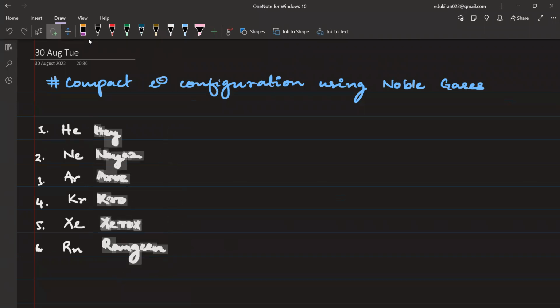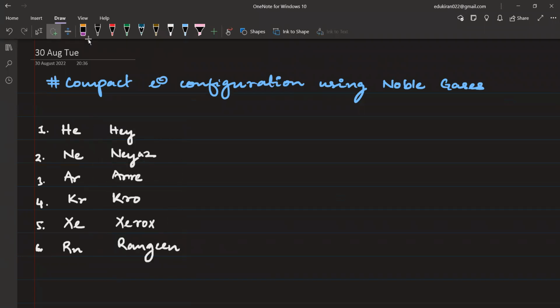And then the next thing that you have to remember about this is the atomic number for all of them. The atomic number for helium is 2. Add 8, you will get 10. Add another 8, you will get 18. Then on 18, you add 18, you get 36. Then on 36, you get 54 if you add 18. And then you have to add 32 to get 86.